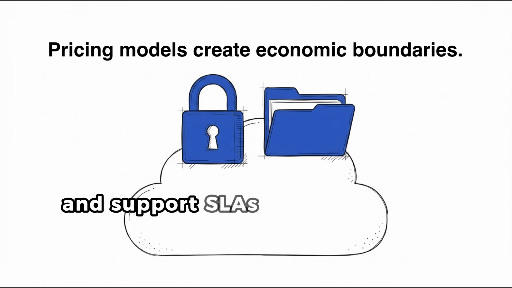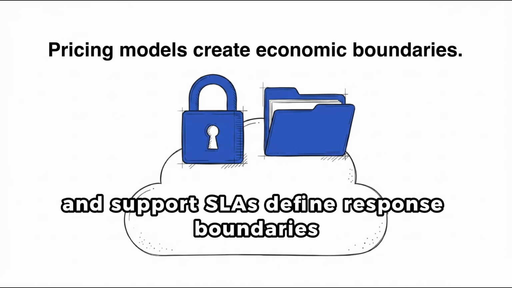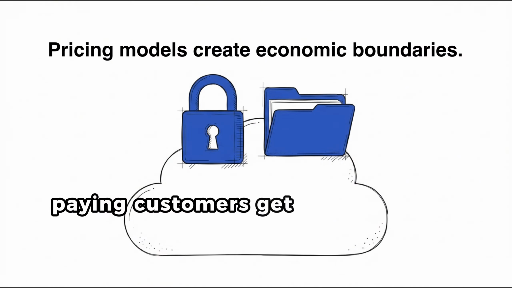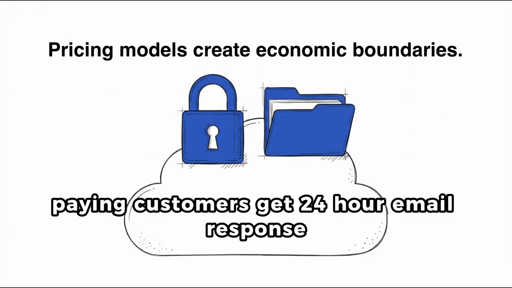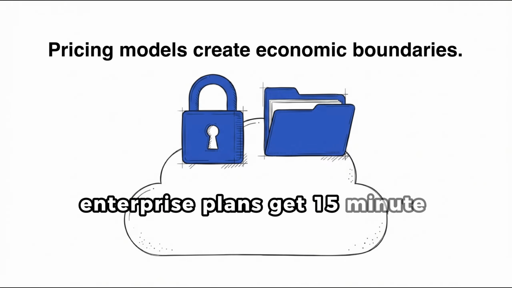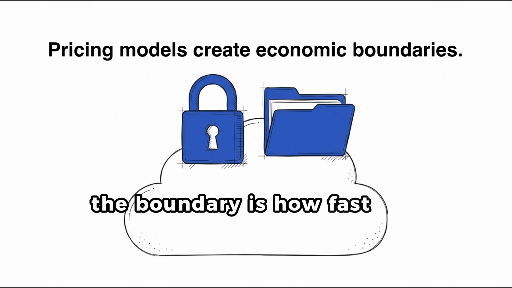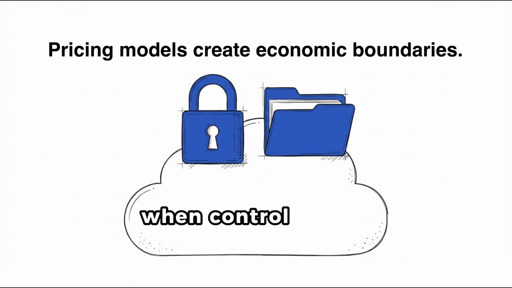And support SLAs define response boundaries. The free tier gets community support. Paying customers get 24-hour email response. Enterprise plans get 15-minute phone support for critical issues. The boundary is how fast the provider will help you when control breaks.